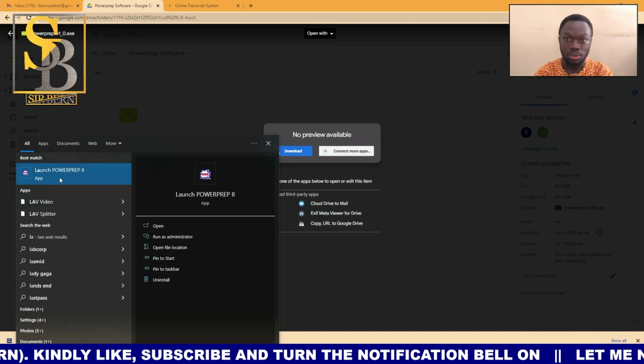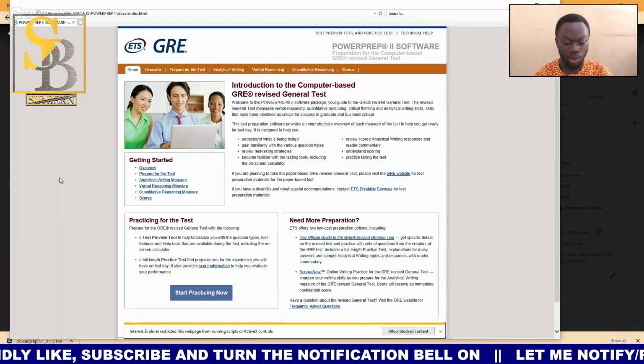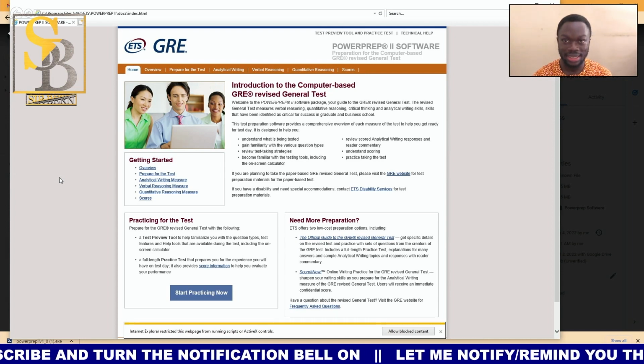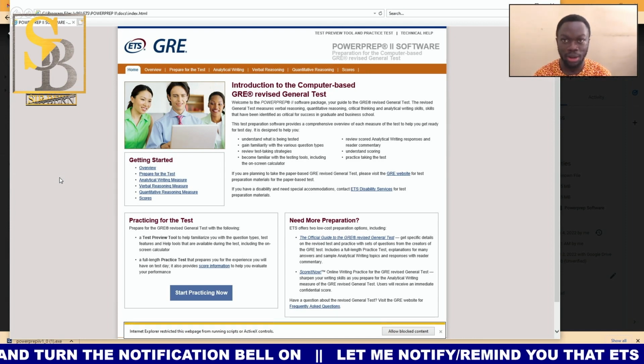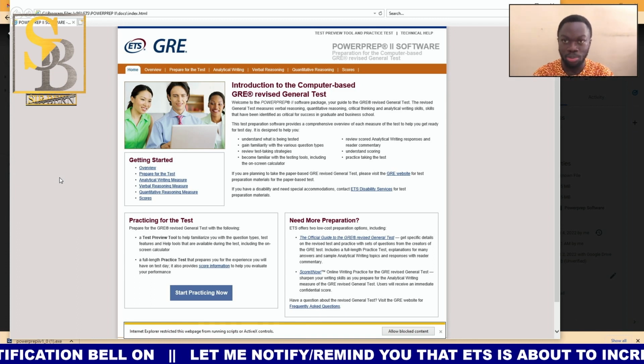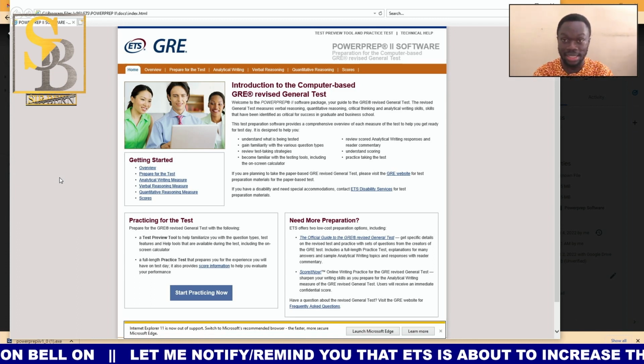You open it and you get this interface. It uses Internet Explorer. It doesn't use the internet, it uses Internet Explorer. So just make sure that you have the Internet Explorer browser. If you have that, it will help you to go through the software. So after opening, this is the interface that comes.